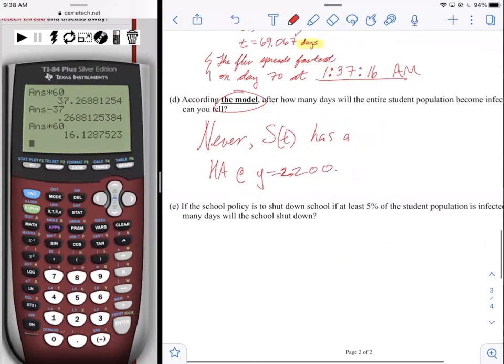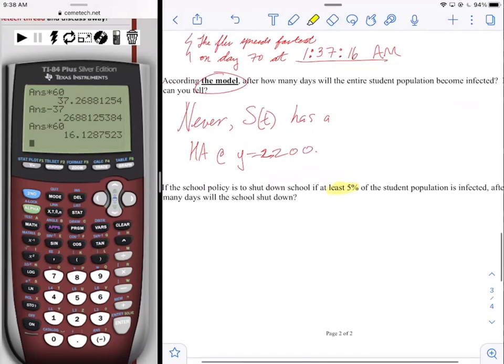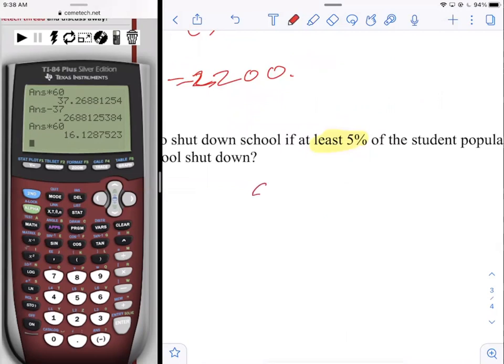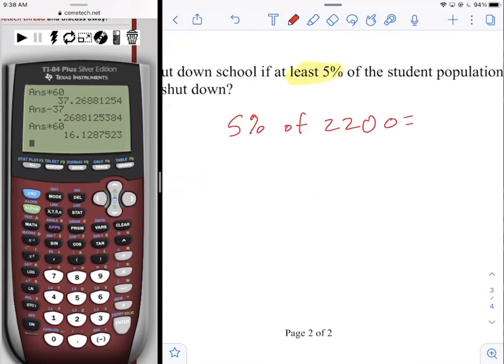And now here's the last one, okay? If the school policy is to shut down when at least 5% get infected, after how many days will the school shut down? 5% means 110. I need to figure out what 5% of the student population is, right? So what's 5% of 2,200? Of means multiply. So that's really just 0.05 times 2,200.